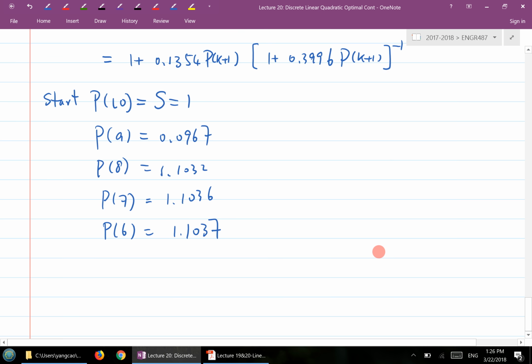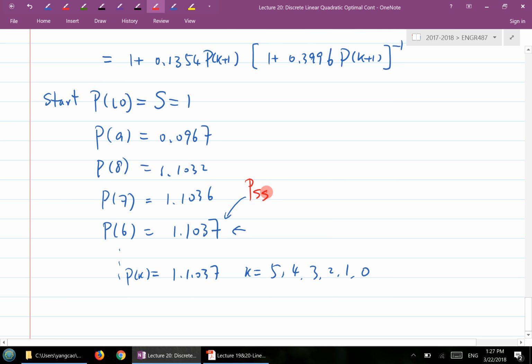As a matter of fact, you'll notice that after a few steps, this P matrix will basically settle down at this number. So for the rest of the P of k, it's all going to be this much for k equal to 5, 4, 3, 2, 1, and 0. And that's your steady state. This value is the P steady state value for the rest of the k numbers.